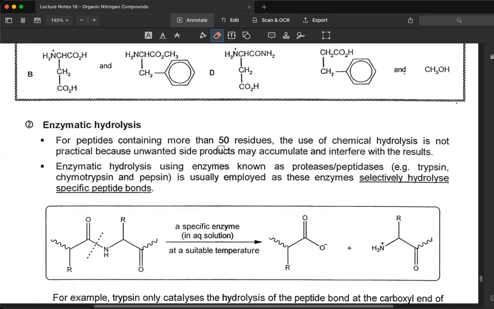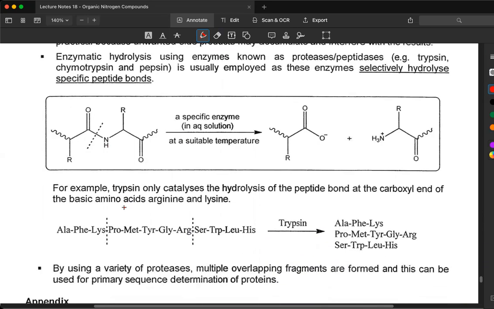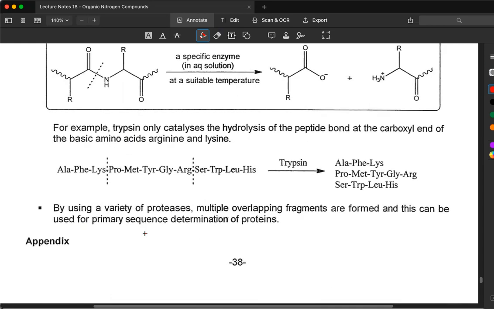Enzymatic hydrolysis. For peptides containing more than 50 residues, chemical hydrolysis is not practical because it will lead to many unwanted side products accumulating. So enzymatic hydrolysis uses enzymes known as proteases or peptidases, which selectively hydrolyze specific peptide bonds only. For example, trypsin only catalyzes the hydrolysis of the peptide bond at the carboxyl end of the basic amino acids, arginine and lysine. So they only cut here. It's very specific.